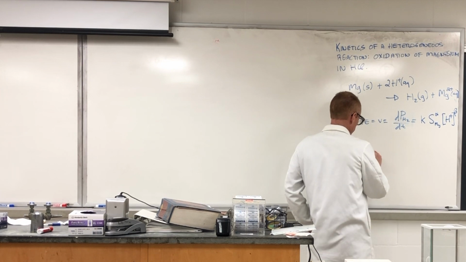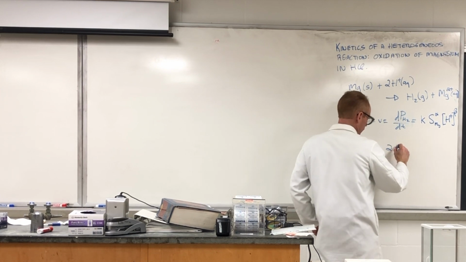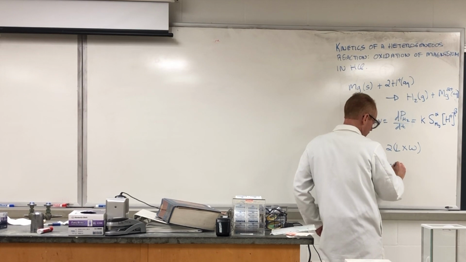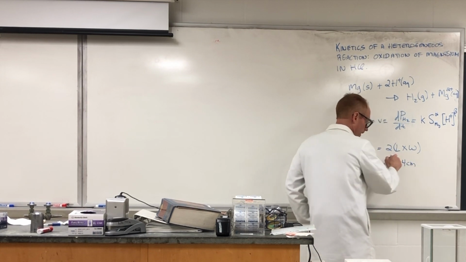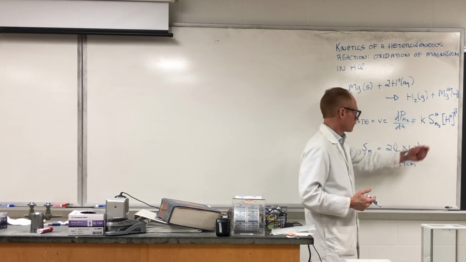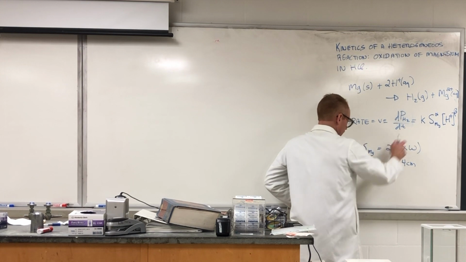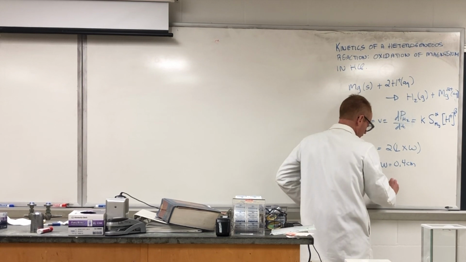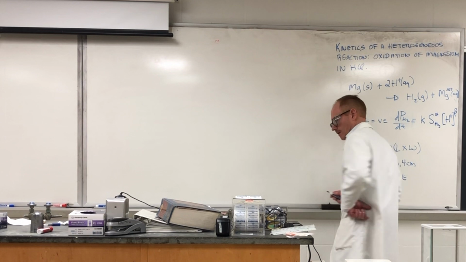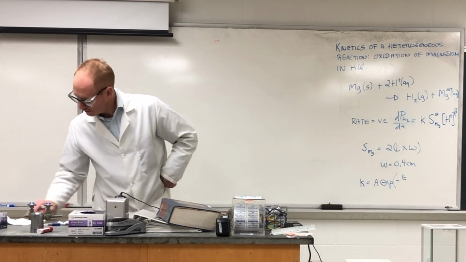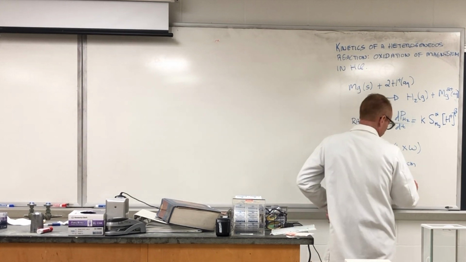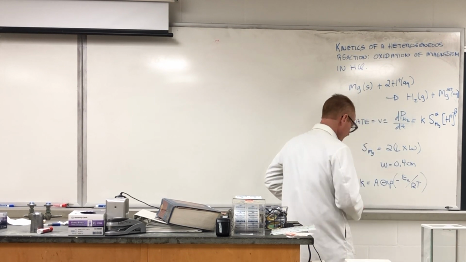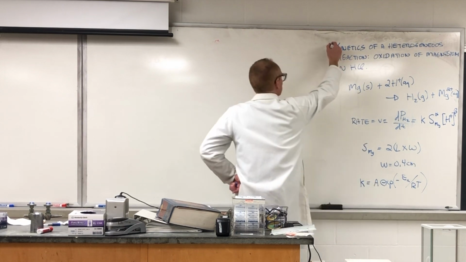The surface area of the magnesium strip will be twice the length of the strip times the width of the strip. The width is going to be 0.4 centimeters, and the length is something that we're going to vary, as well as the concentration. Finally, the rate constant is expected to follow Arrhenius-like behavior, where E sub A is the activation energy, R is the universal gas constant, T is the temperature, and A is a prefactor.